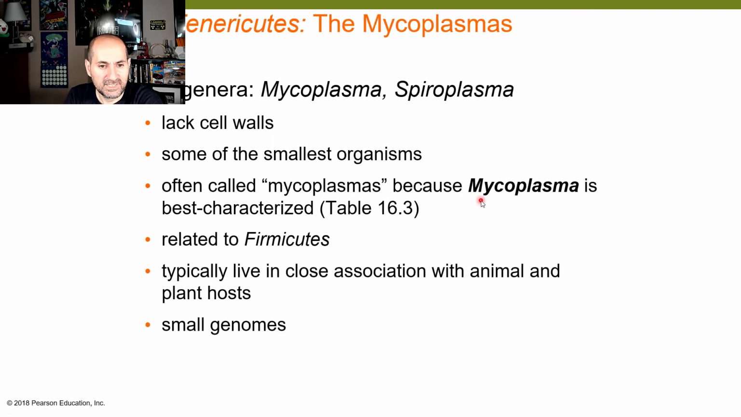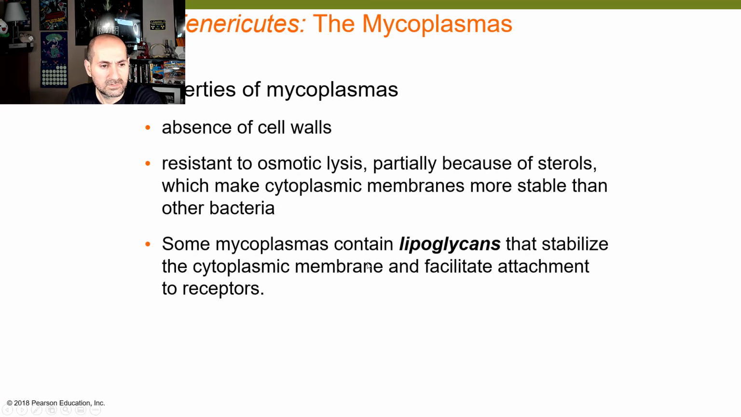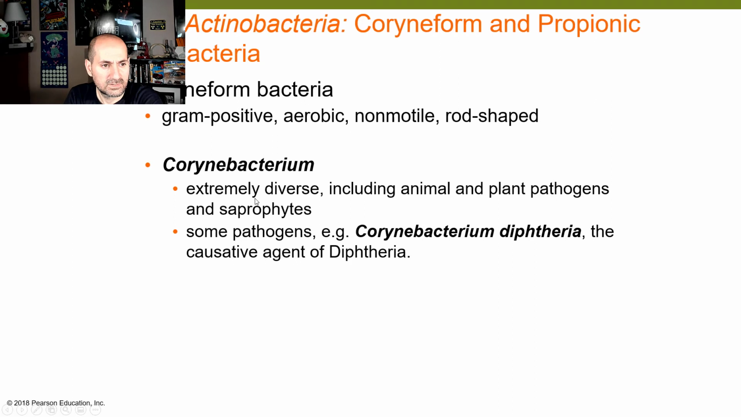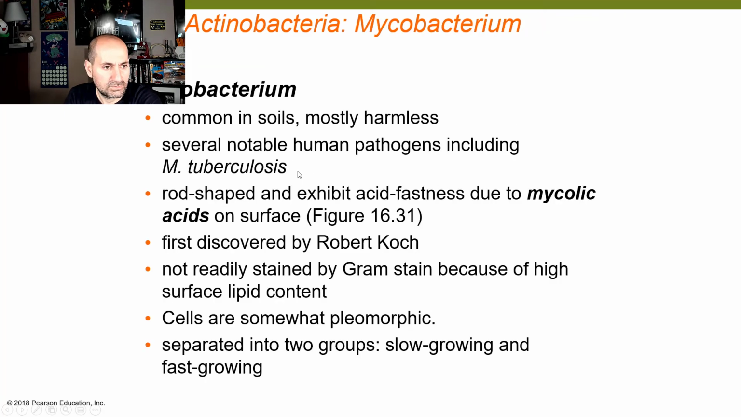Next, we talked about Mycoplasma. Mycoplasma lack a cell wall, so they do not have a particular cell shape. Mycoplasmas contain lipoglycans. Corynebacterium. The species I wanted you to know about was Corynebacterium diphtheriae, which is the causative agent of diphtheria. It's a respiratory disease.